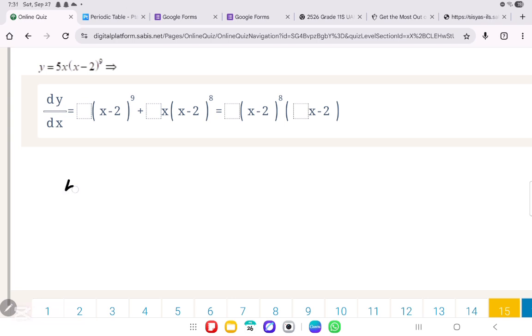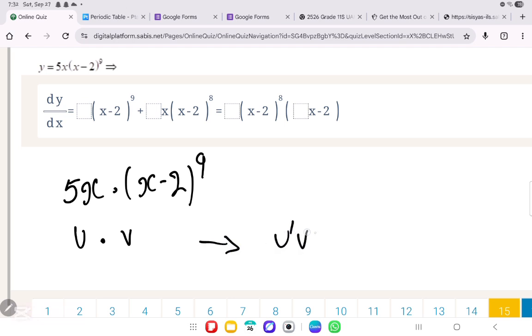We're going to take it as 5x times (x minus 2) to the power of 9. So this is u times v. What is the rule for u times v? The rule for u times v is u prime v plus v prime u. That means we need to find u prime, v, and v prime.